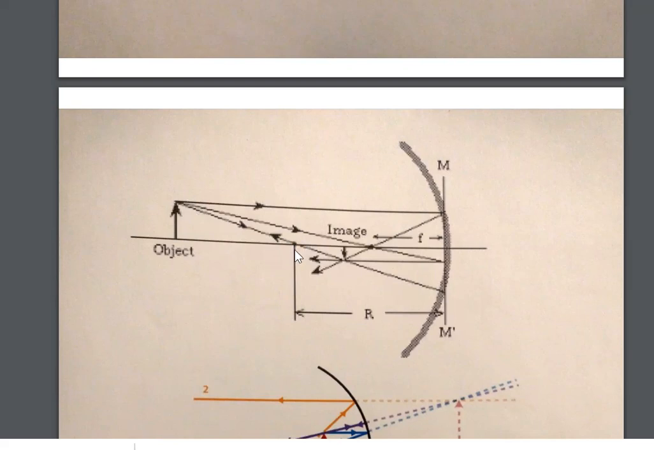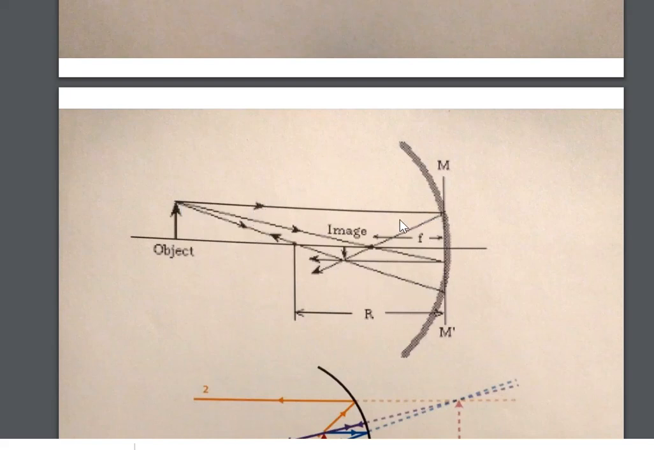So the center of curvature is what the center of the sphere would be. This mirror is some piece of a sphere. So if we drew the whole sphere, the center of curvature would be the center of that sphere. That's right here. It's also at twice the focal distance. So here's our focal distance. Twice of that away is our center of curvature. And so our third light ray passes through the center of curvature and then bounces straight back.